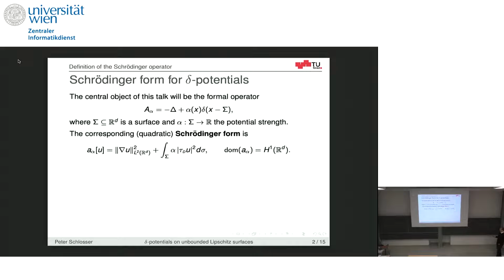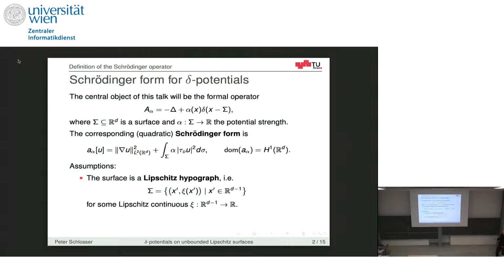So the way to make this formal operator rigorous is via the quadratic form. So minus Laplace becomes more or less the energy norm, and the integral over alpha times the Dirichlet trace takes care of this delta potential. That's the regular normal form you are more or less used to if you work in this topic. But the thing is, what do we need to assume to make everything work here? So the domain should be H1 as usual.